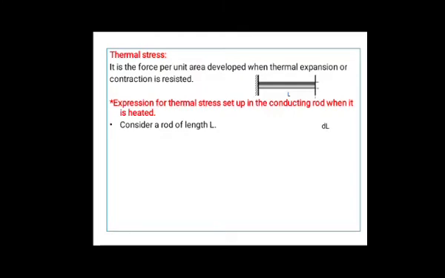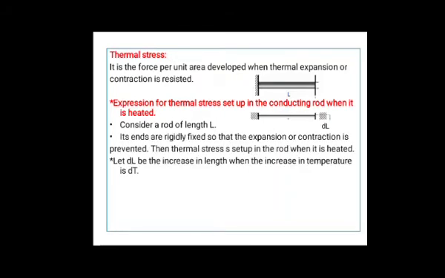Now let us see how to get the expression for this thermal stress. For that, let us consider a rod. Let the length of the rod be L. Its ends are rigidly fixed so that the expansion or contraction is prevented. Then thermal stress is set up in the rod when it is heated. Let dl be the increase in length when the increase in temperature is dt.